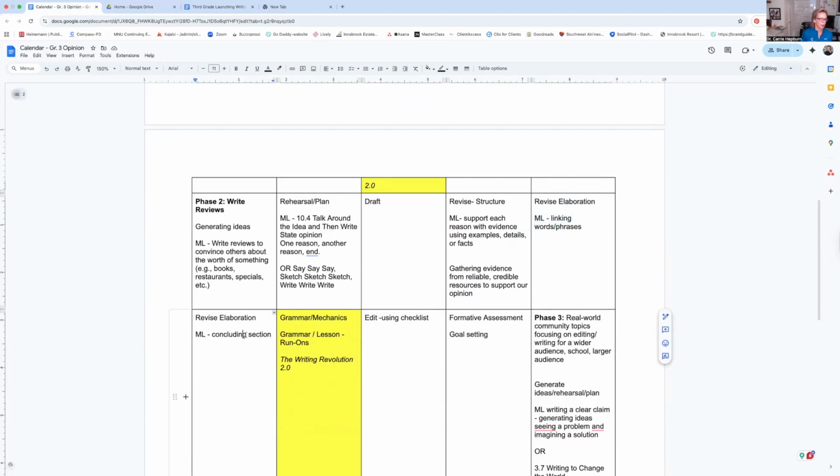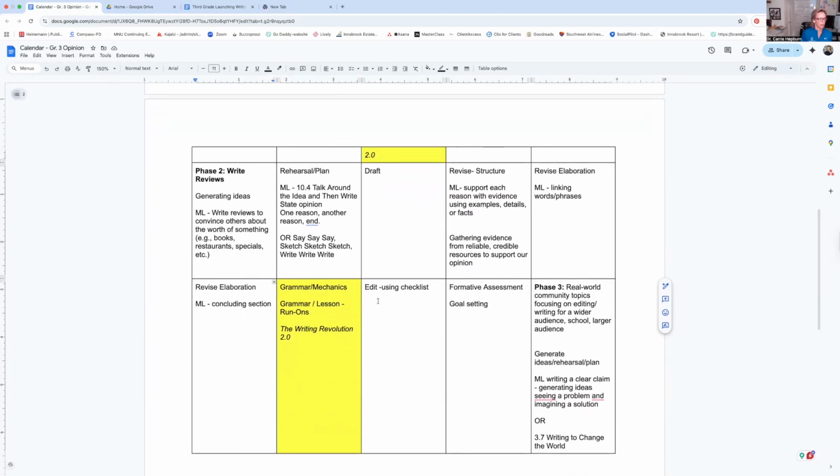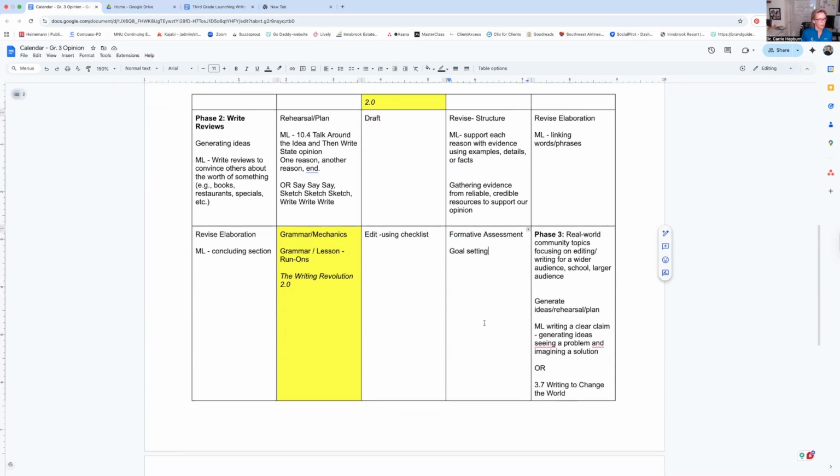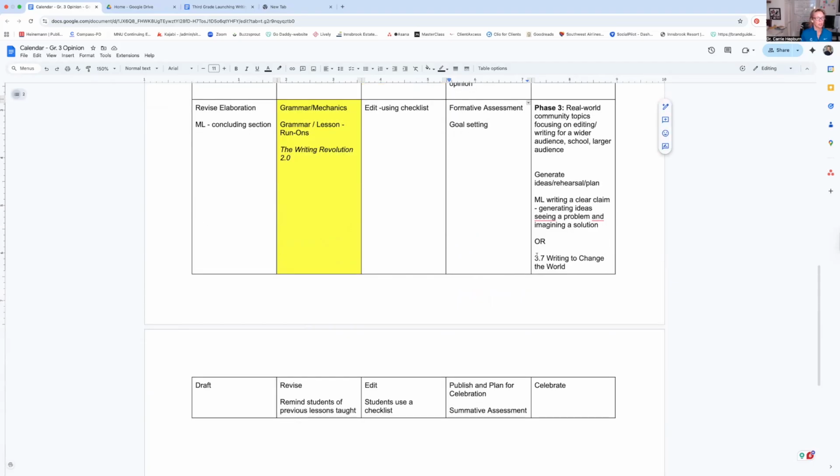So beefing that up. And then we'll again have a grammar and mechanics lesson. This time we're going to focus on run-on sentences. We'll move into editing, do formative assessment again, and some goal setting as we move into the final phase of this, which is going to be real-world community-focused topics like you are going to write to change the world.